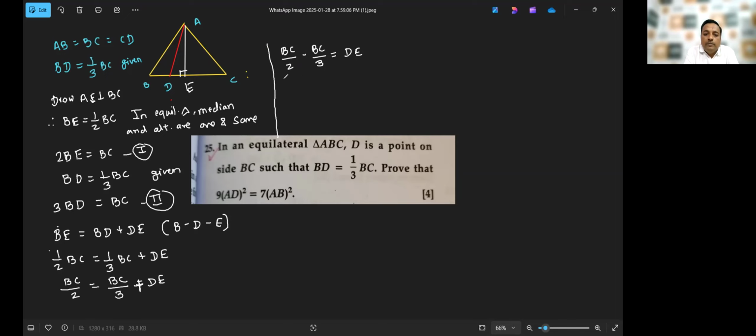So do the LCM, we will cross multiply. 3BC minus 2BC upon 2 3 6. So what will happen? 3BC minus 2BC that is BC only. So BC upon 6 is equal to DE. Okay, so shifting 6 there, what will be the value of BC? 6 DE. So we can write this one is 3rd.